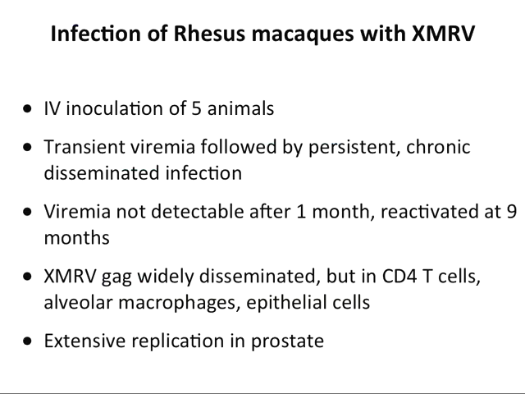And another study was published shortly after that where they infected rhesus macaques with the virus. They took five animals and put virus intravenously into these animals. The animals develop a transient viremia and then they become chronically infected for long periods, as you would expect from a retrovirus infection. The viremia goes away after a month, and then 9 months later they detected it again. So there's periods of inactivity and activity. The viral proteins were widely disseminated in monkey tissues, but in very specific cell types: T cells, again, which is one of the cell types found in the CFS study, macrophages, epithelial cells, and they also found extensive replication in the prostate. So a lot of these properties of infection are somewhat consistent with what we see in people.